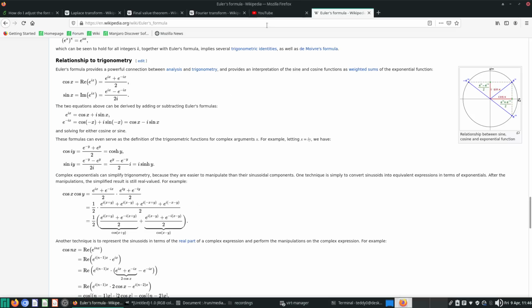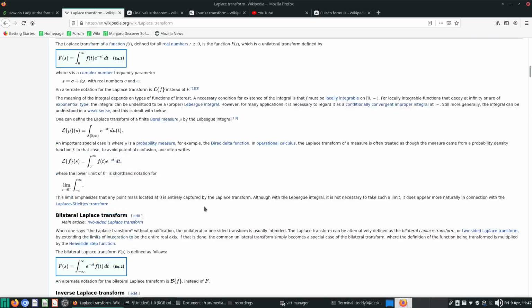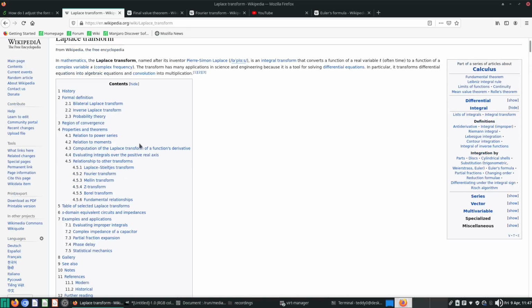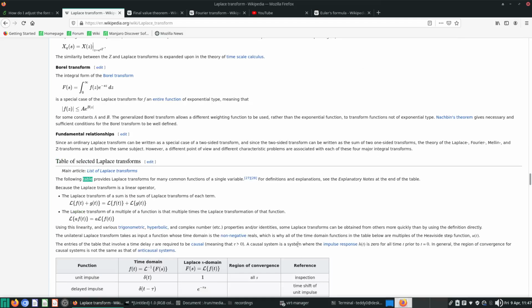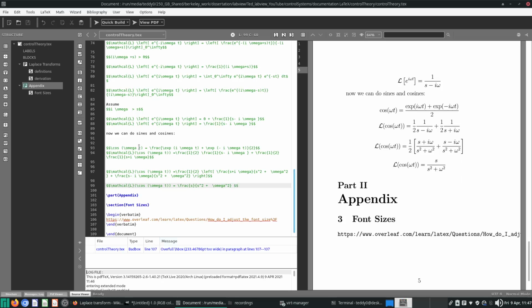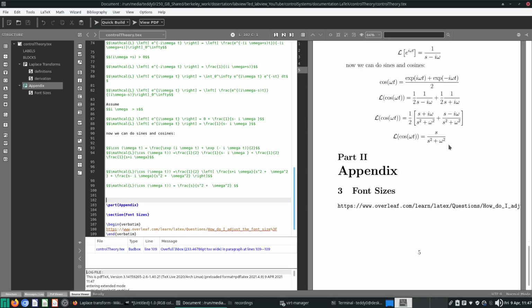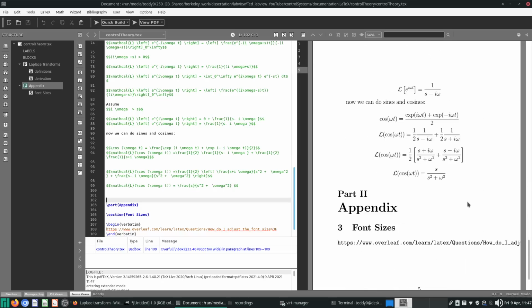Let's see whether we get our Laplace correctly. You can see on Wikipedia some of the tables, the table of selected Laplace transforms. Look, sine and cosine are here. The cosine will be here: s over s squared plus omega squared. We just derived it. Ta-da! Not that difficult. If you know your exponentials Laplace transform well, you can do sines and cosines very easily.